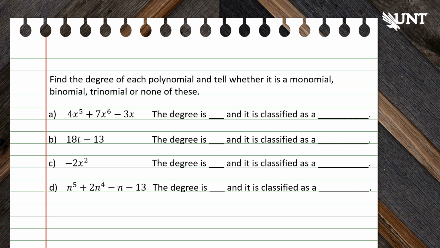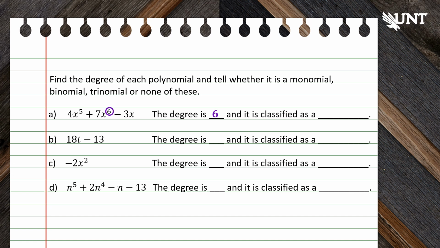So the first thing we're looking for is the degree. And if you recall, the degree of a polynomial is the largest or greatest degree of any term. In other words, what is the highest exponent? Hopefully you identified where it has x to the 6th, which means the degree is 6.